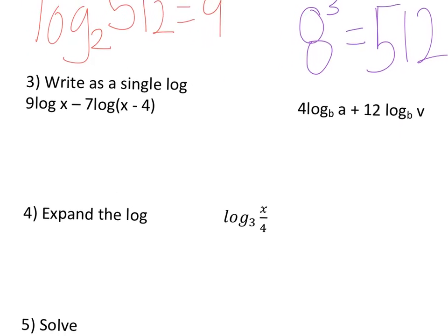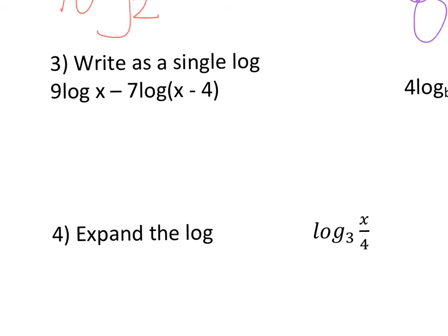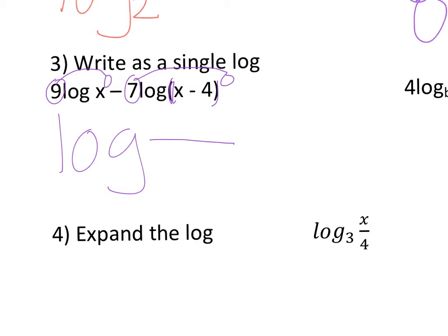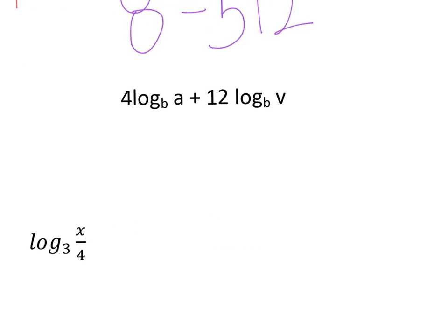Write as one single, just one log. So this first one, I see subtraction. If I see subtraction, that's division. If anything is multiplying, that means it becomes an exponent. Now this is in parentheses. You want to leave that in parentheses: x to the 9th on top, x minus 4 on the bottom, raised to the 7th power. Leave that exactly how it is. Do not do anything with that. You cannot distribute that 7, because that's saying x minus 4 times x minus 4, 7 times. You'd have a long foiling process for that one, so don't do anything with it.